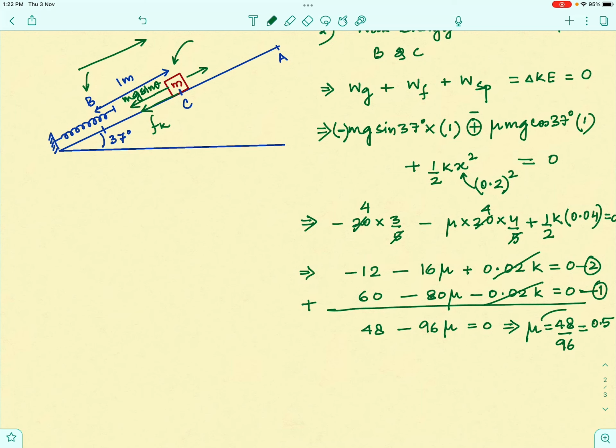Substituting this mu value now back into any of these two equations will give you the value of k. So let's say we substitute it in the second equation, minus 12 minus 16 into 1 by 2 will be 8, plus 0.02 k is equal to 0, solving which you will get the value of k as 20 by 0.02, which is nothing but 1000.